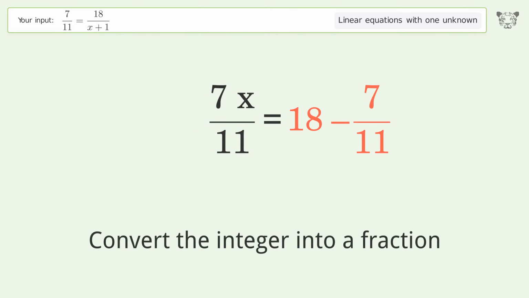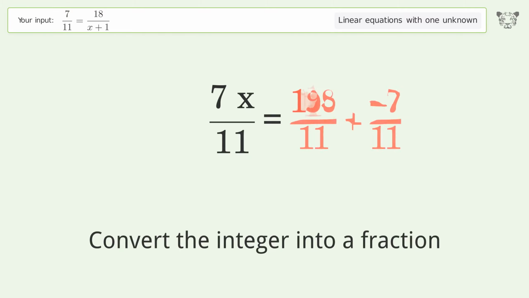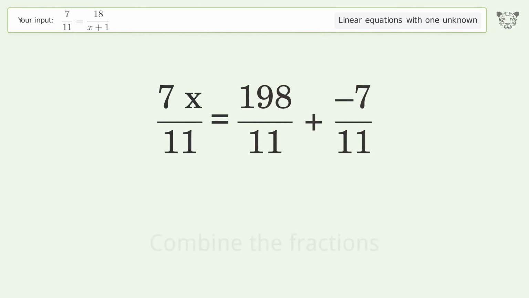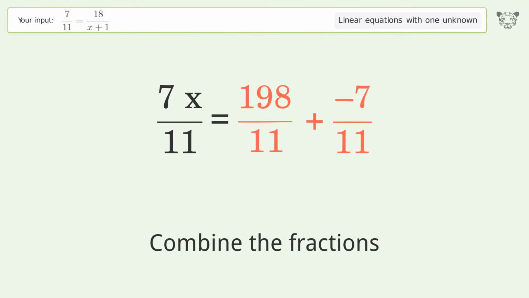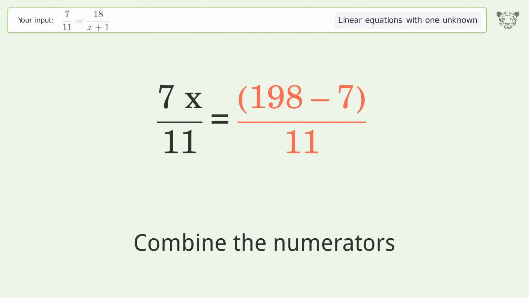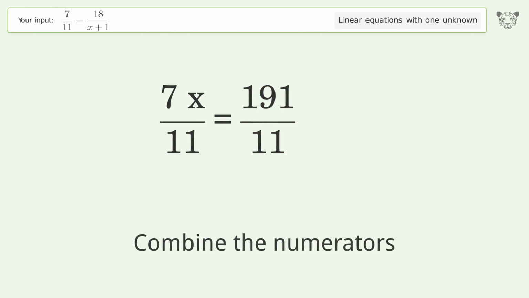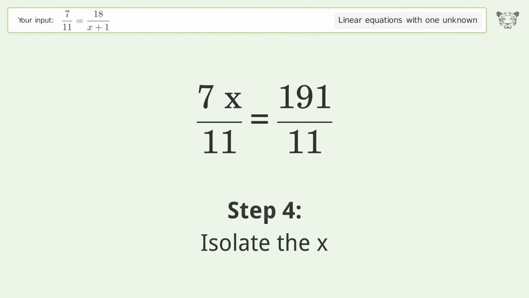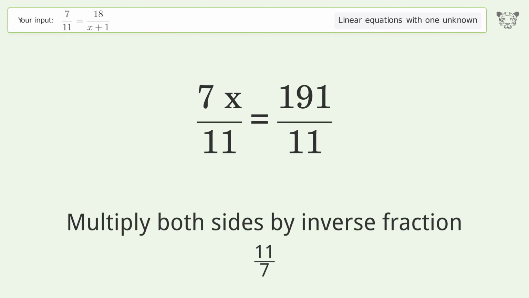Convert the integer into a fraction. Combine the fractions. Combine the numerators. Isolate the x. Multiply both sides by inverse fraction 11/7.